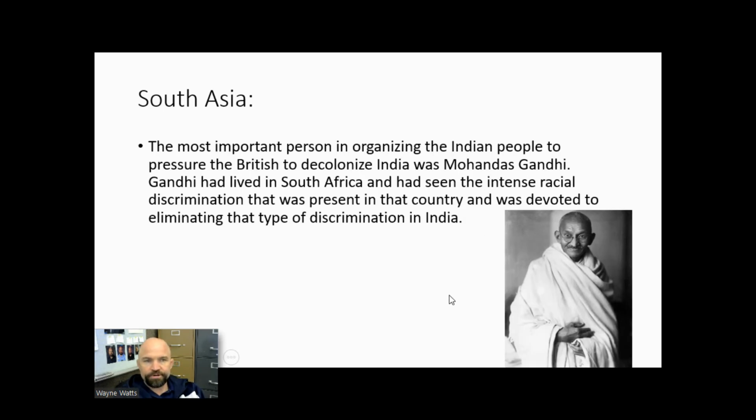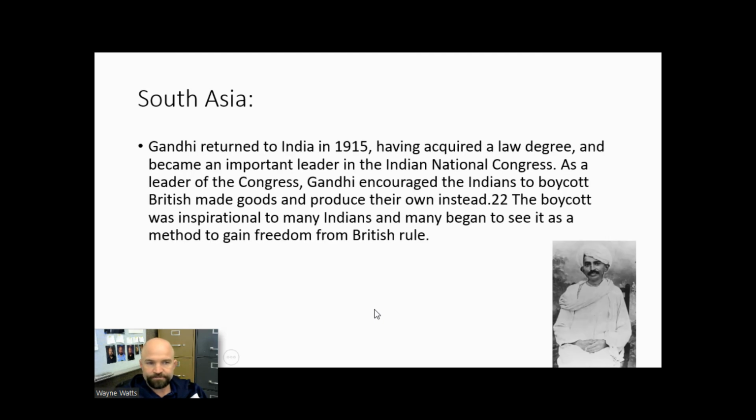The most important person in organizing the Indian people to pressure the British to decolonize was this guy, Mohandas Gandhi. Gandhi had lived in South Africa and had seen the intense racial discrimination that was present in that country and was devoted to eliminating that type of discrimination in India.